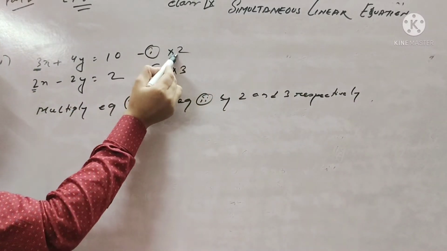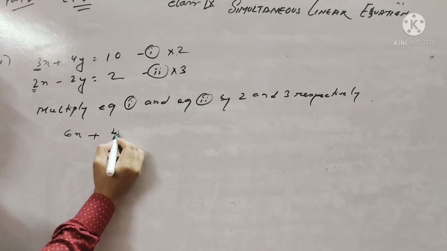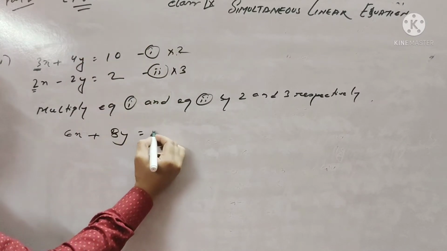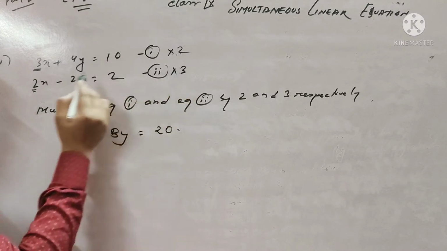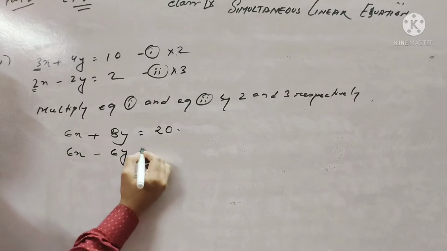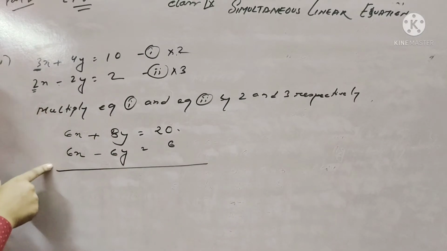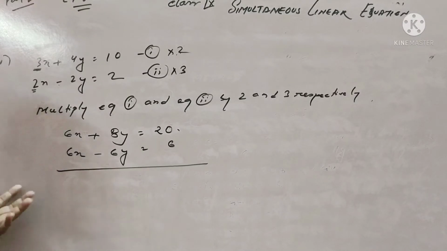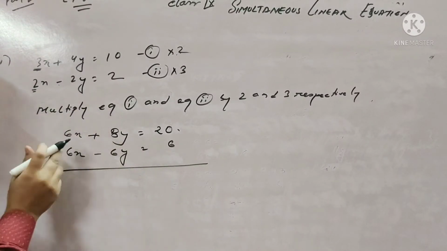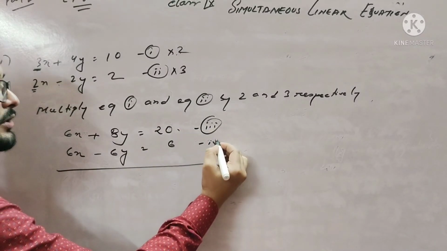If you multiply equation 1 by 2, that is 2 into 3x, 6x plus 8y, 2 4s are 8, 2 10s are 20. Here, 3 2s are 6x minus 3 2s are 6y and 3 2s are 6. Why do we multiply? So that both the numbers become equal, and then you use the addition or subtraction process to remove one variable, get the other variable and the answer. So this is your equation 3 and this is your equation 4.